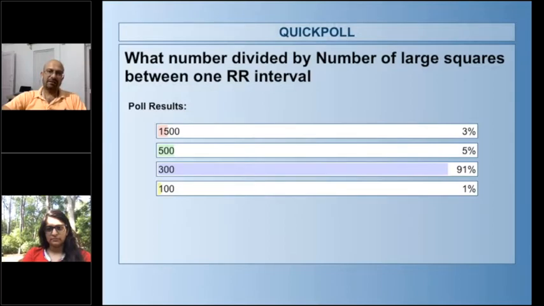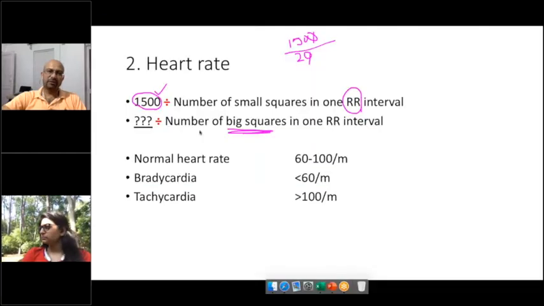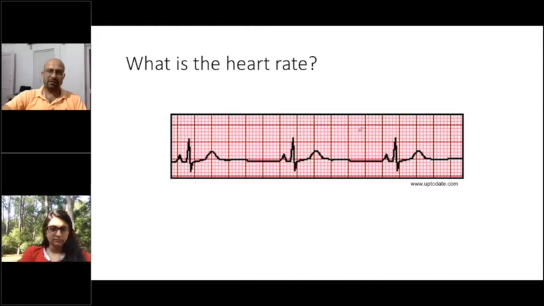Obviously, because 1 big square has 5 small squares. So if you divide 1500 by 5, you will get the magic number, and that is 300. So if you count the large squares, you need to divide 300 by the number of big squares. Normal heart rate is 60 to 100. Less than 60 is bradycardia. More than 100 is tachycardia. Nothing very great in that.